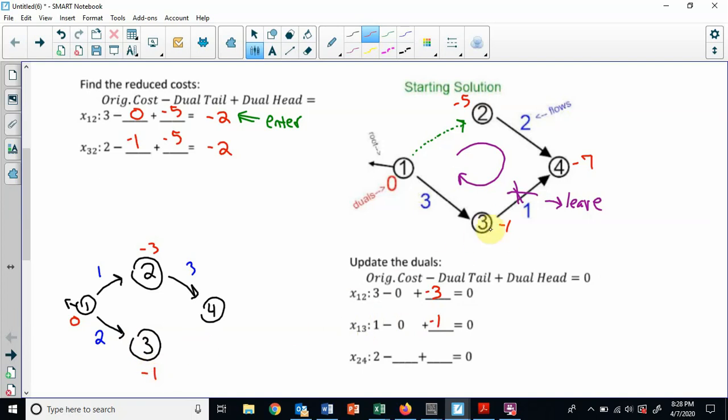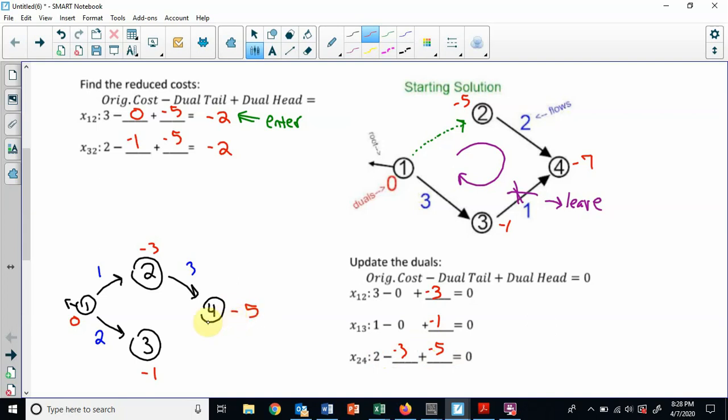It was already -1. And then finally we get to the dual of 4. The original cost here was 2 minus -3, minus the tail plus the head. What's that going to need to be? Well, let's see here. 2 minus -3, so that's 2 plus 3 is 5. This will need to be -5. I actually could have already guessed that was going to be -5.